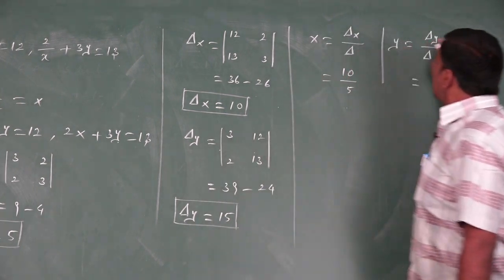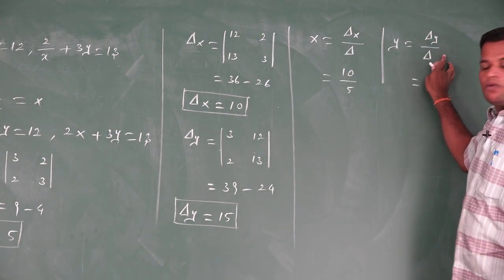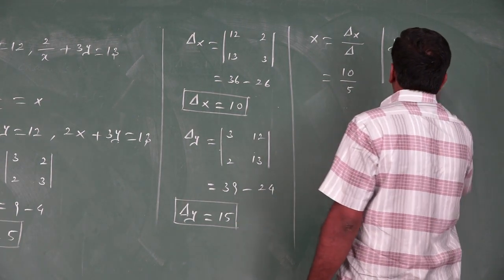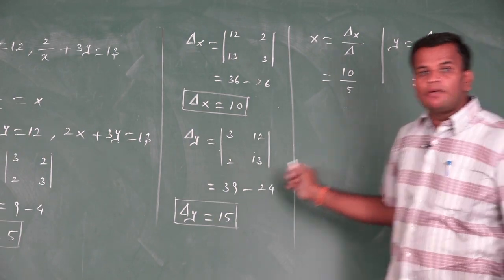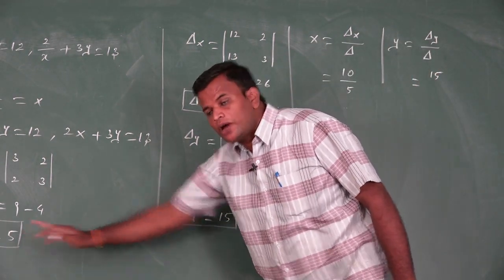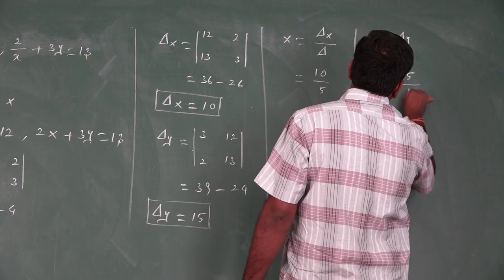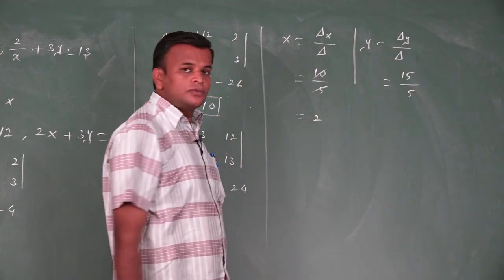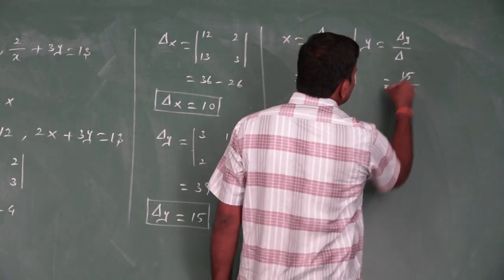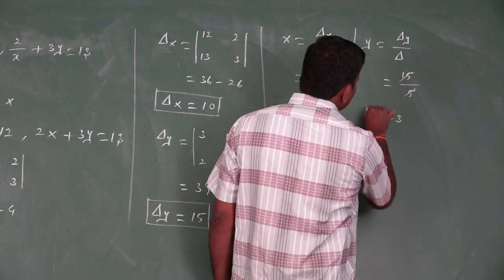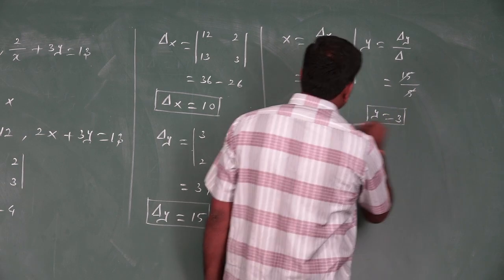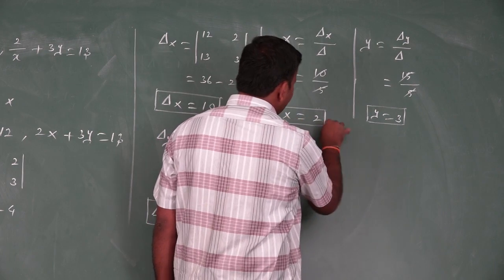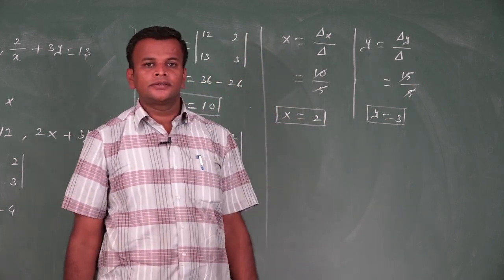Next y: del y by del. The value of del y is 15 divided by del. The value of del is 5. We cancel, we get 2. And we cancel in the fifth table, it is 3. So the y value is 3, and capital letter X value is 2. Is it our required solution?